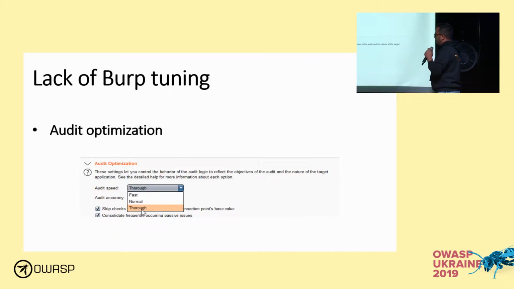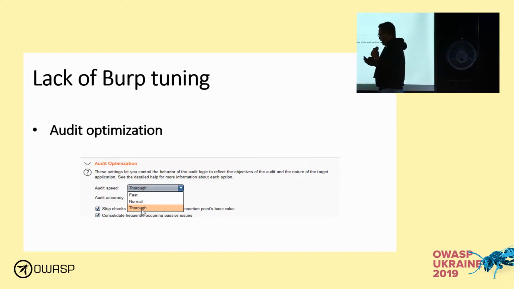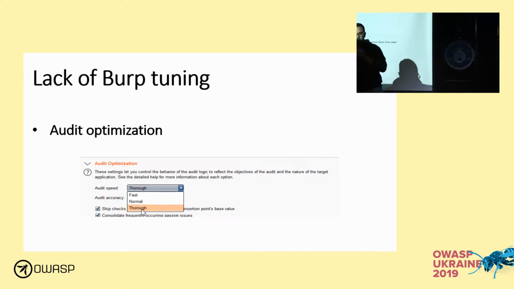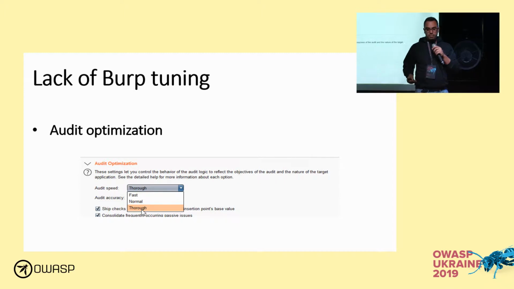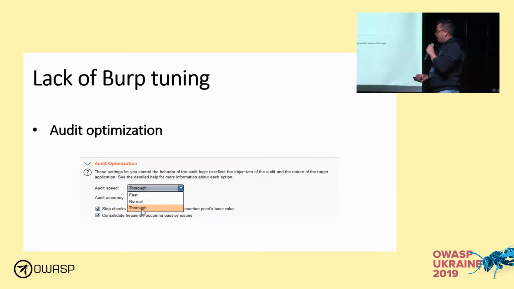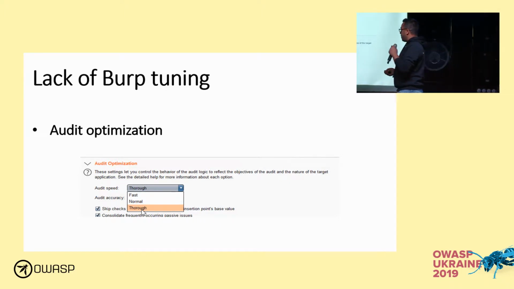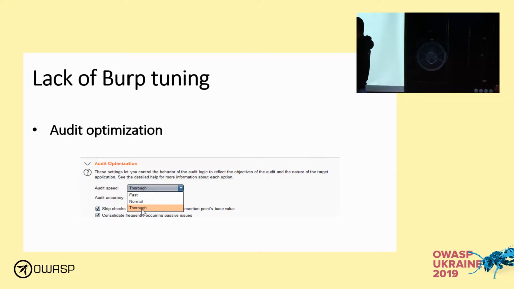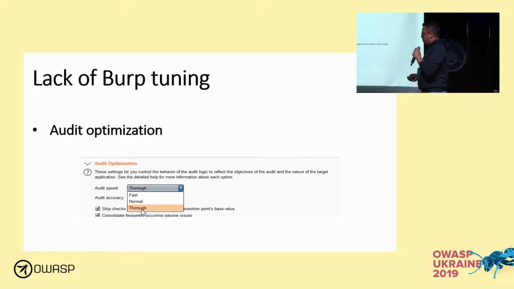Also, we have audit optimization. It directly impacts your Burp scanning, okay? Normally, I like to use this last one. Sorry, I don't know how to say this in English. But this option makes Burp insert in a lot of different places in the request, okay? Of course, you have fast and normal, but I prefer this one.